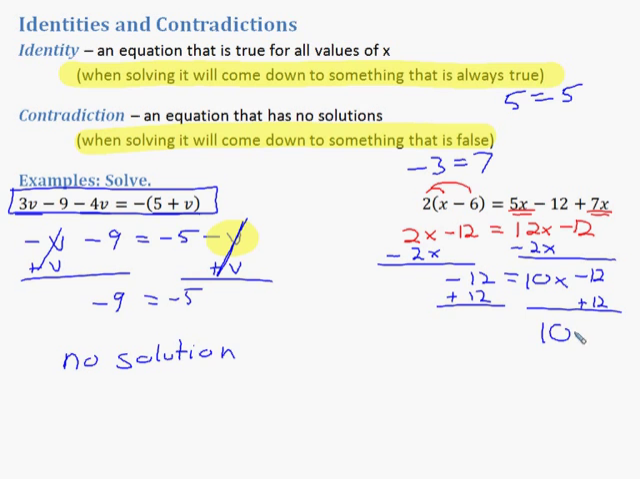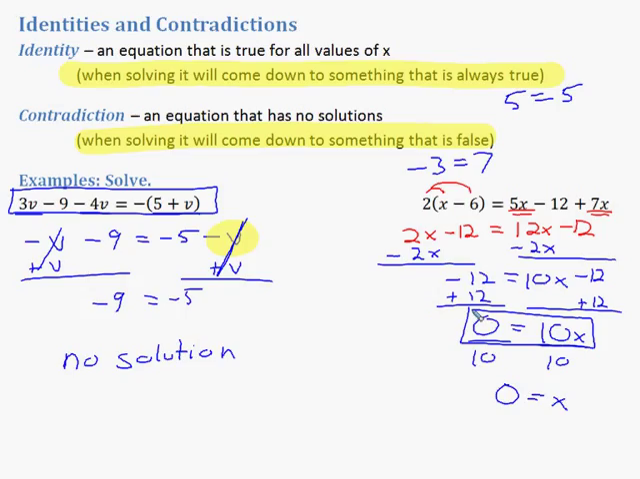And we get 10x is equal to 0. Dividing both sides by 10, we get that x is equal to 0. And so this one does have a solution. Don't get confused here. Some people get confused or upset if they have a 0 on the left side.